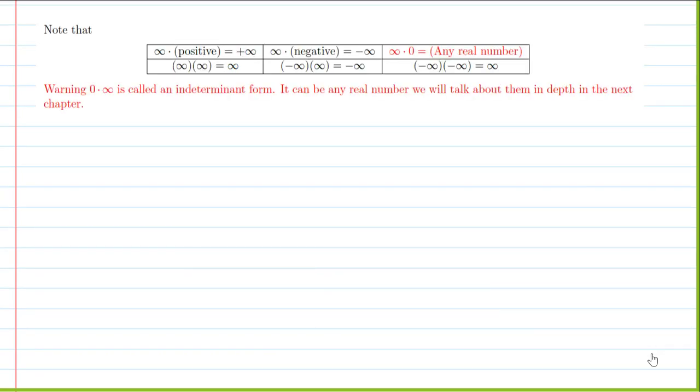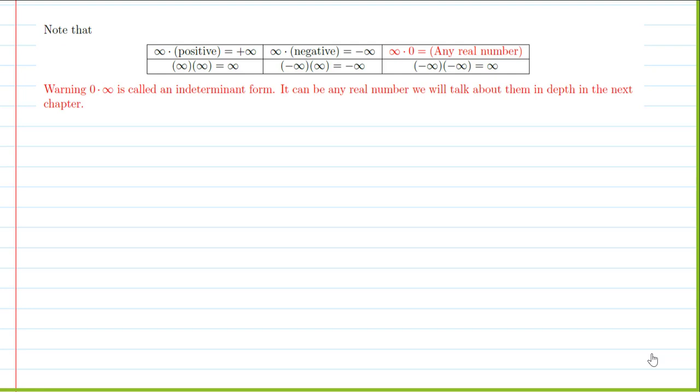So we're going to talk about the arithmetic of infinity. And infinity, as we saw in some of the previous sections, behaves like a normal number in certain circumstances, but it doesn't in others. So we have to be careful. So as we noticed, a positive number times infinity is positive infinity. Positive infinity times a negative number is negative infinity.